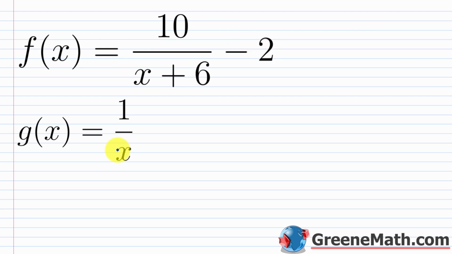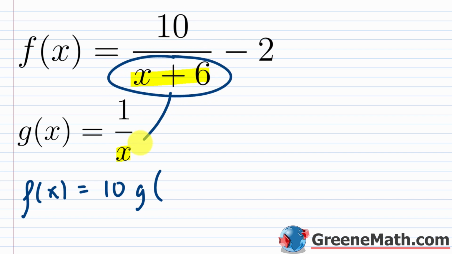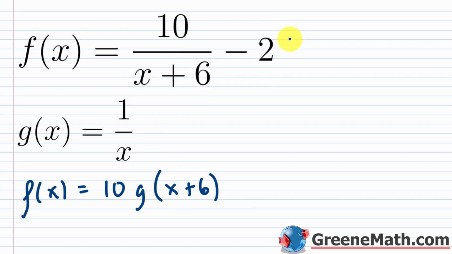Again, comparing this to g of x equals 1 over x, you could say that f of x is equal to, well, you have this 10 here. That's multiplying the guy. So 10 times g of, we're going to look at this right here, this x plus 6. That's getting plugged in for x right there. So this right here is going right there. So this would be x plus 6. And then you have this -2 on the outside. So let's put -2 like that.